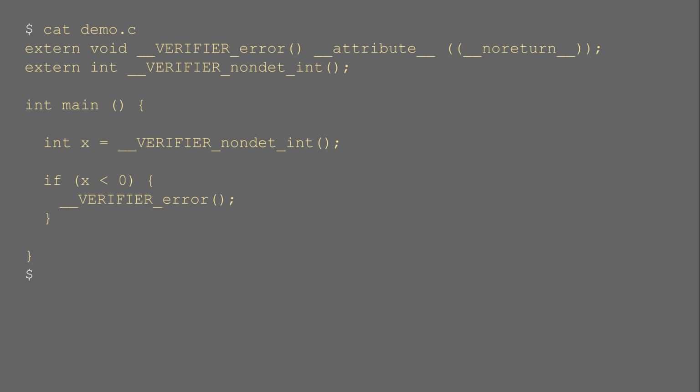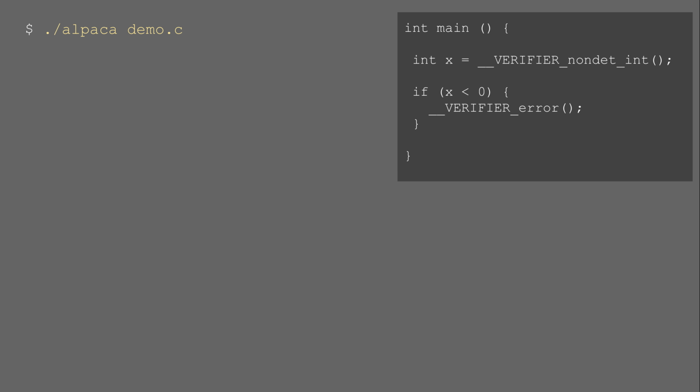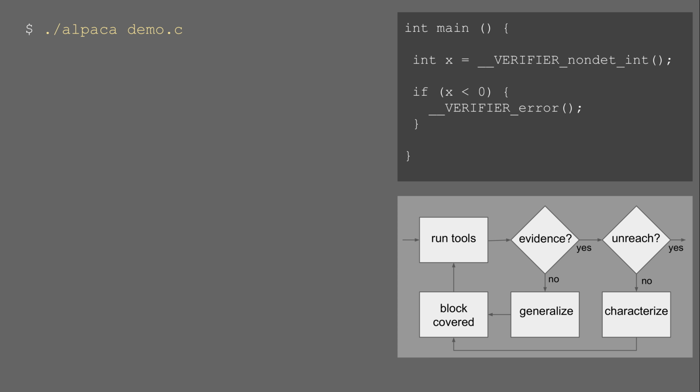Before running ALPACA over this program, let's see what's in it. ALPACA will search for the reachability of the call to verifier error. The first two lines declare that the tool analyzing this program will provide a function that implements the semantics of an assertion violation and a function that returns an arbitrary integer value. ALPACA's only required argument is a C program. On the upper right of the screen, we will display demo.c, and on the lower right, we'll track ALPACA's progress through the ACA algorithm. Okay, let's run ALPACA.